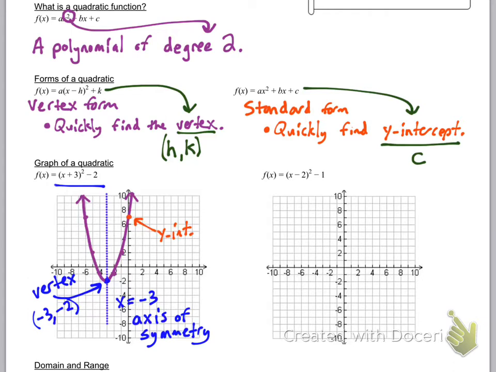Lastly, we have our y-intercept and our x-intercepts. There aren't always x-intercepts, but there is always a y-intercept.